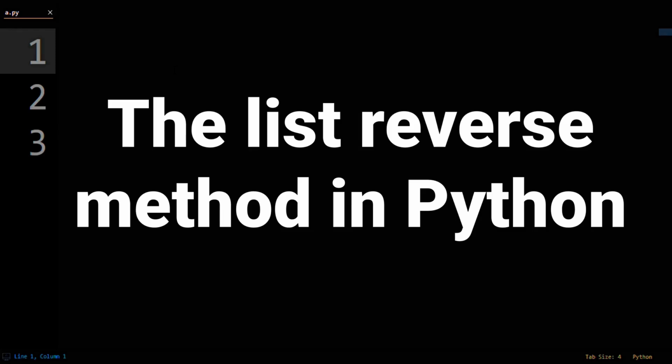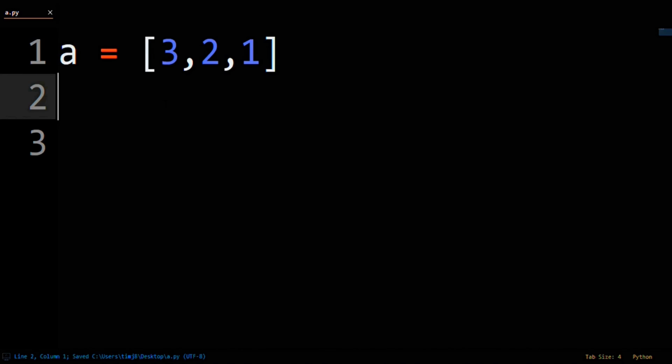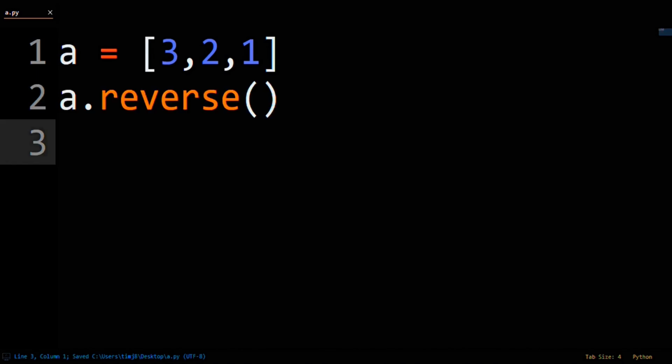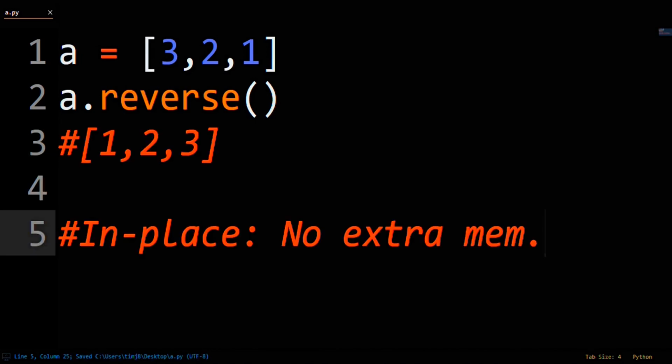The list reverse method in Python reverses a list in place. Let's check out what that means. If you had a list A with the elements 3, then 2, then 1 in it, then called reverse on it, A would be modified to now be in the order of 1, then 2, then 3. The in place part means that no extra memory was used to do the reversing.